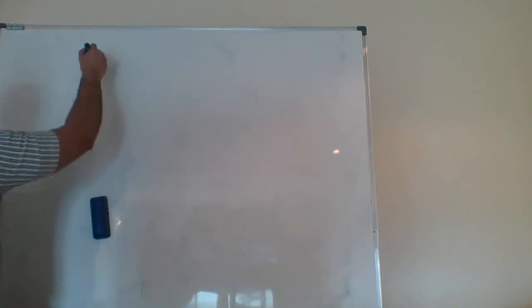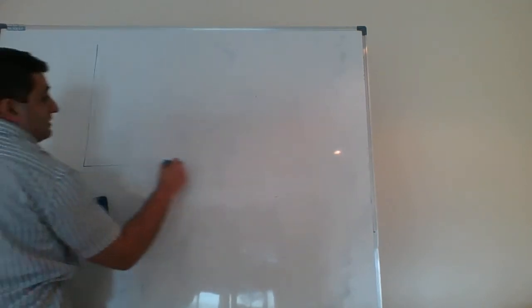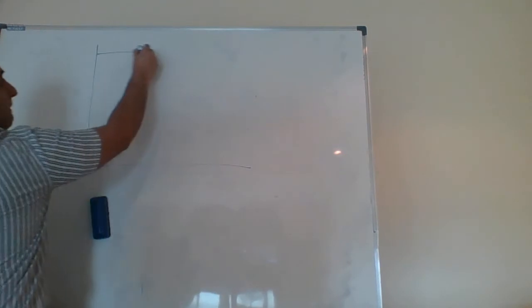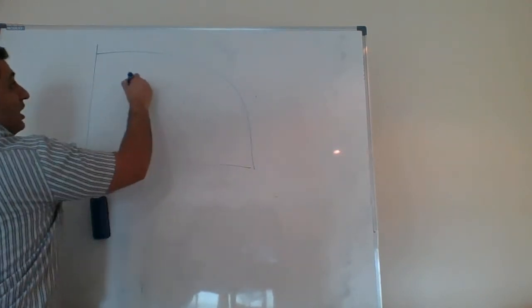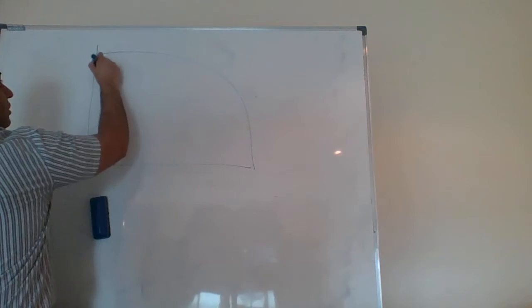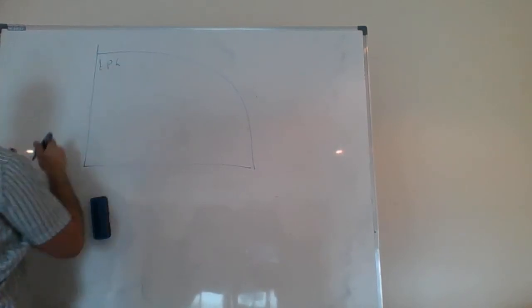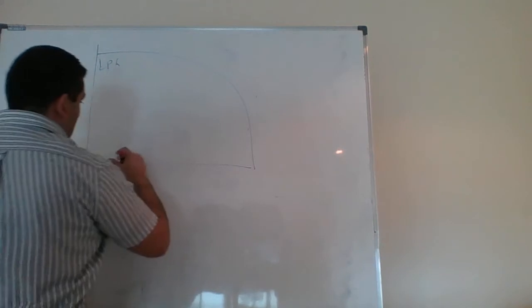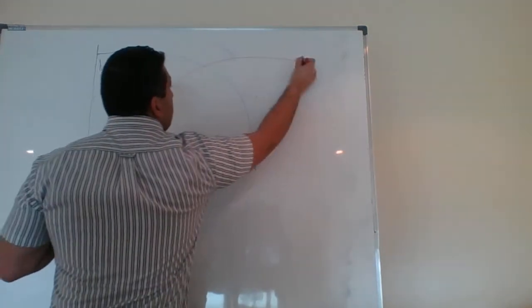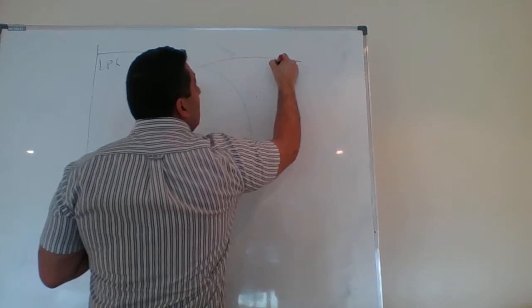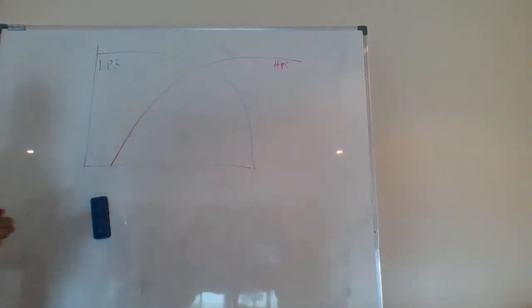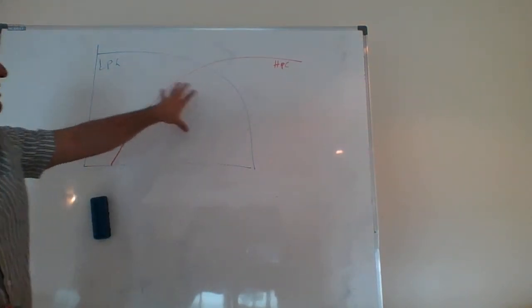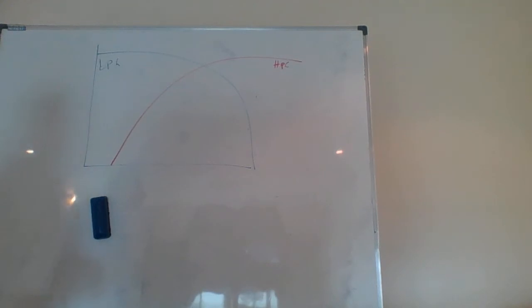So this is my system, look guys. This is my band pass filter. This is my low pass filter. And then I have this is my high pass filter. So what happens is I allow a certain band, and the rest will be rejected. That's the concept behind it.